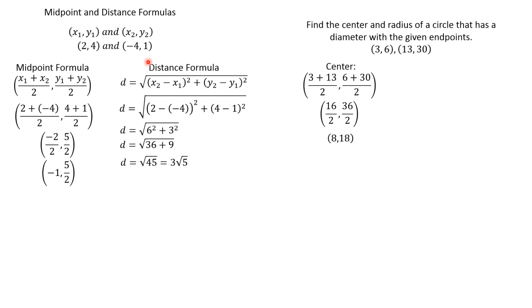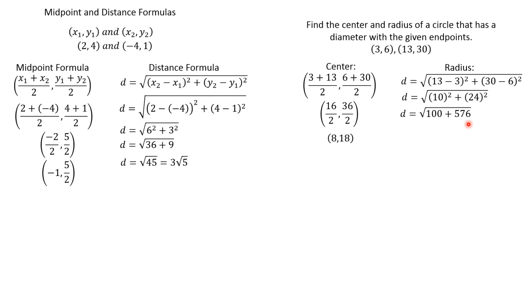And for the radius, we're going to use the distance formula. We can use these 2 points if we want. We can plug it in. 13 minus 3 and 30 minus 6. I went that way just because it's easier to go 13 minus 3 than 3 minus 13. The bigger number minus the smaller number. So we get 10 squared and 24 squared. 10 squared is 100. 24 squared is 576. Add them together. We get square root of 676, which is 26.